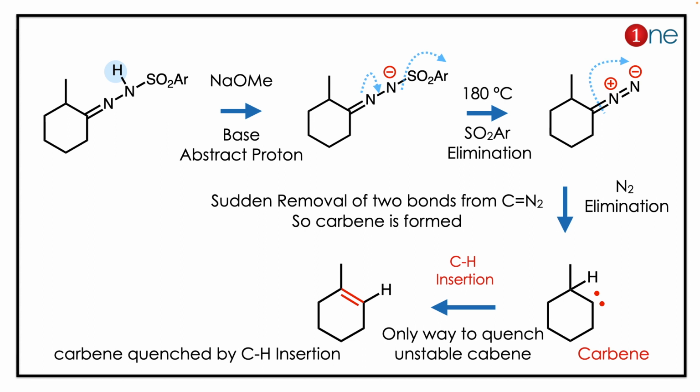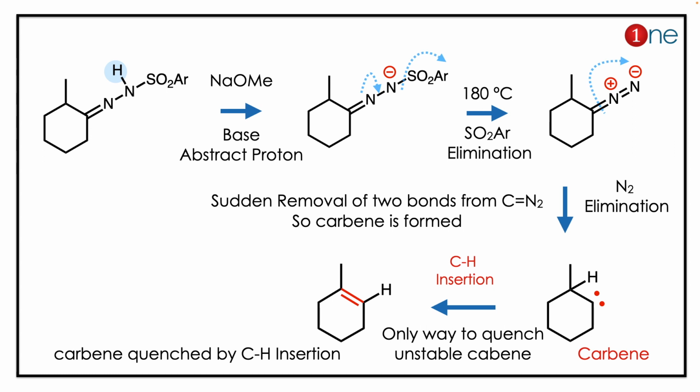Here you are using the base, and the hydrogen there is acidic. So the base subtracts the proton, and you have the anion. Sulfur systems are most of the time a good leaving group under heating conditions. So sulfur eliminates, and you have a continuous azo bond.